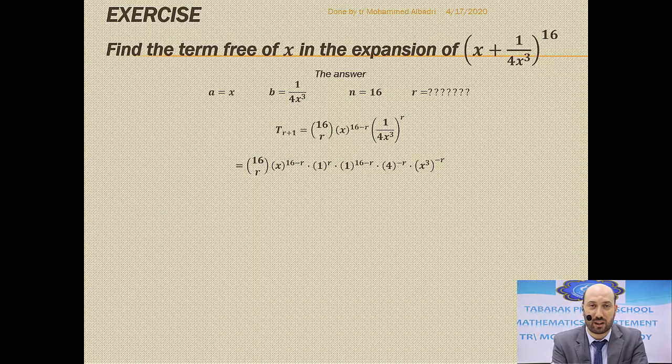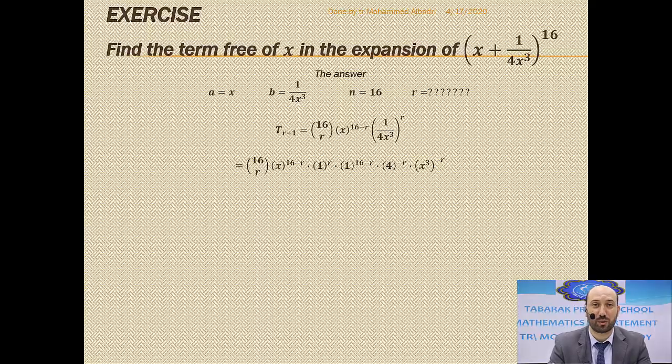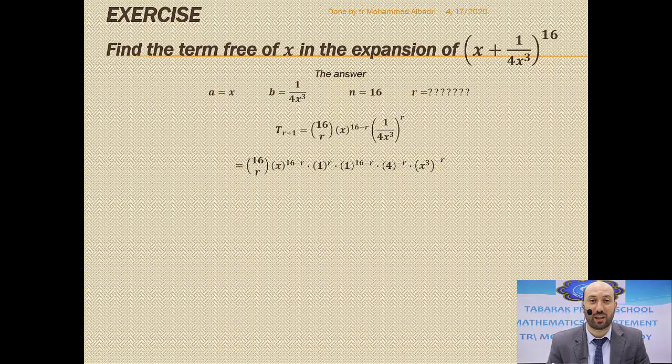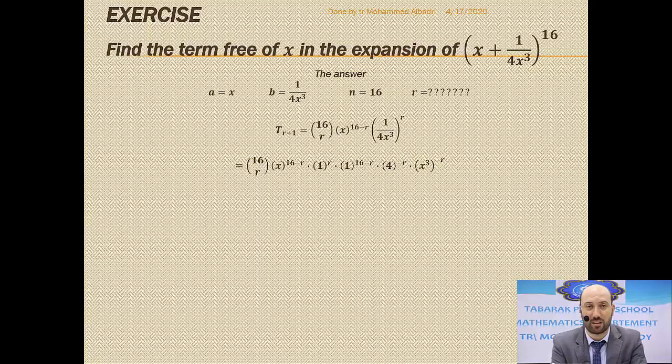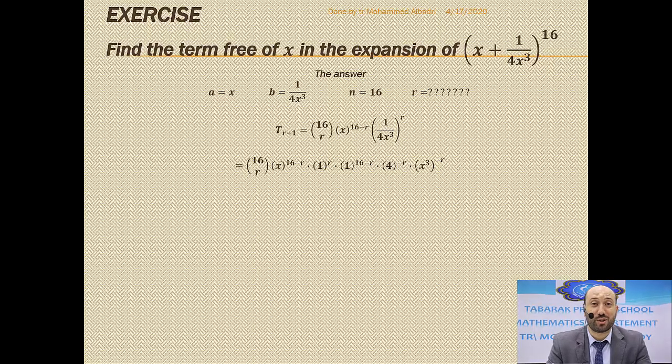16 choose r, x^(16 minus r), the coefficient is 1, and again the second coefficient is 1, so 1^r and 1^(16 minus r). We have 4. This 4 we can use for power minus r, because we just move it from the denominator to the numerator by changing the sign of the power. And we have x^3. Again we are going to change the sign of the power, because we have to change the position of x^3 from the denominator to the numerator.